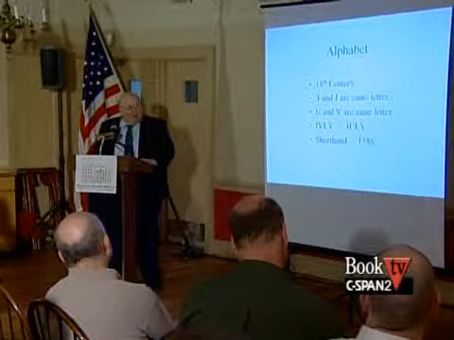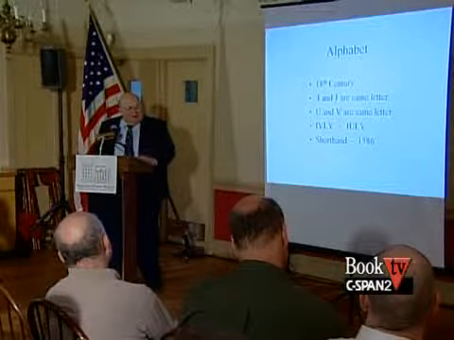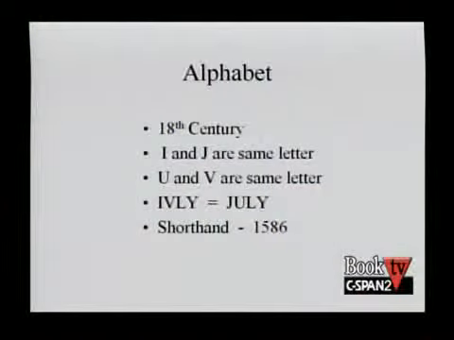So if I gave you the letters I, V, L, Y, today it would look strange. In the 18th century, they would automatically make the change and adjust it and immediately know that what I meant was July. Okay? And shorthand writing is another form of codes and ciphers. The earliest book that I found on shorthand dates to 1586. So it was well known.